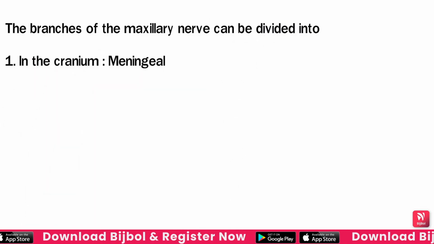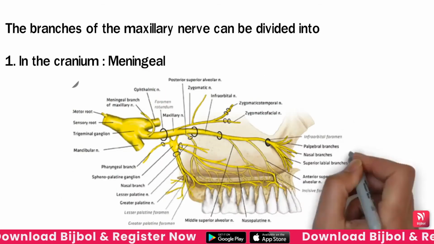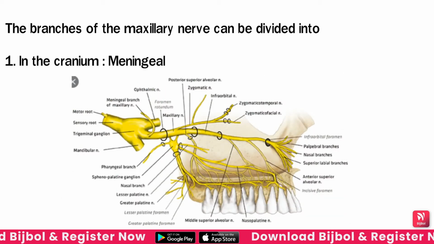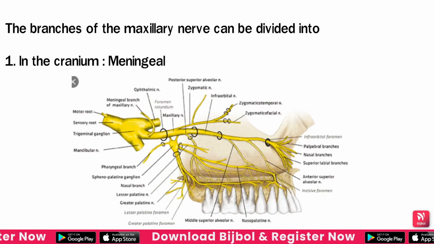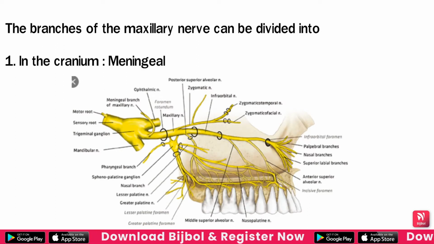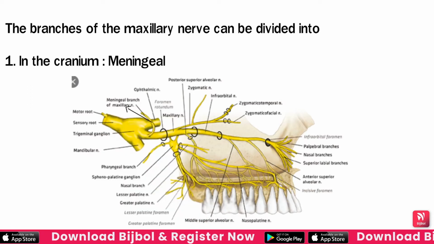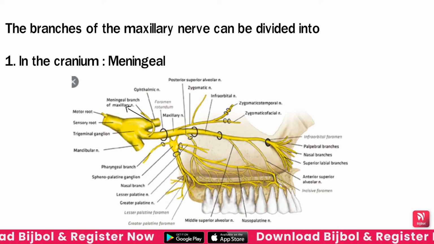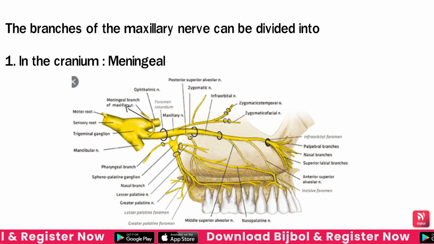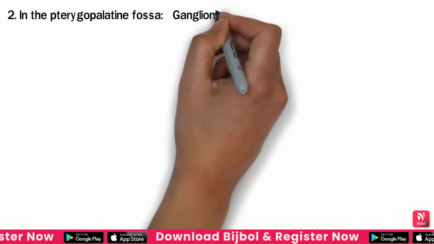The first branch it gives off in the cranium is the meningeal branch. You can see in the diagram, the maxillary nerve gives a branch to the meninges in the cranium, indicated by the arrow mark. This is the meningeal branch of the maxillary nerve.